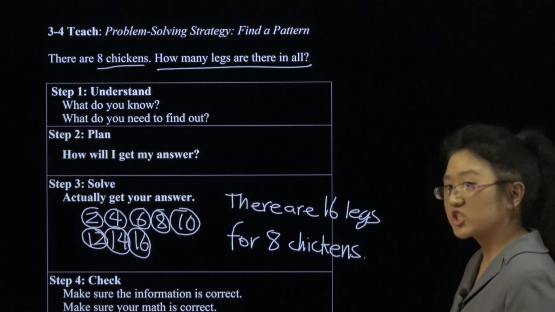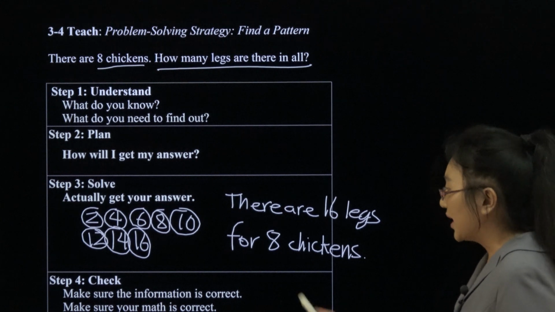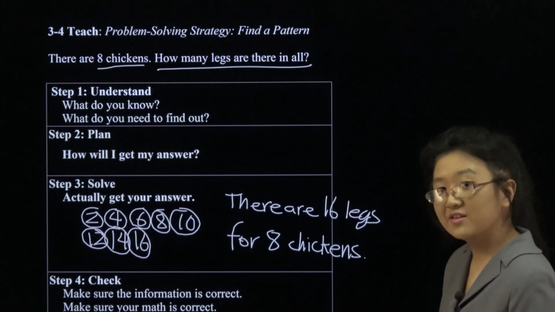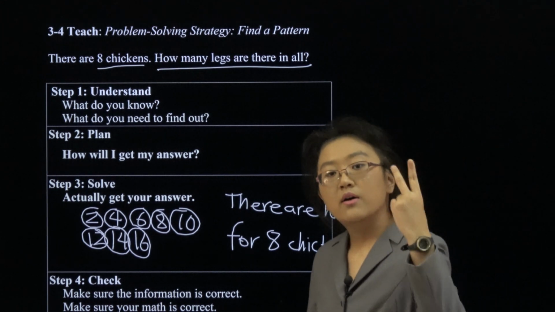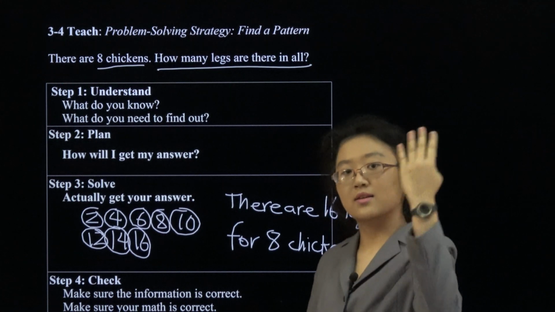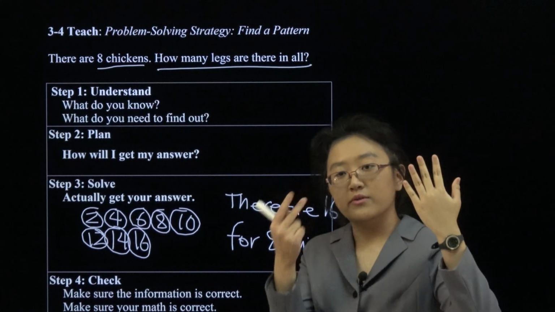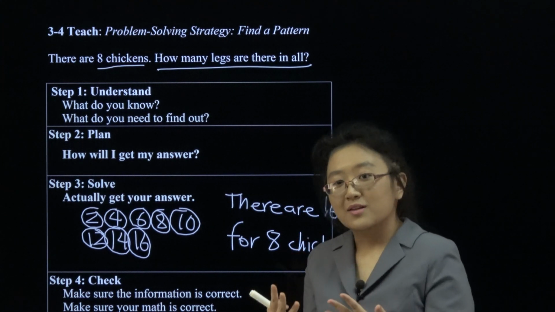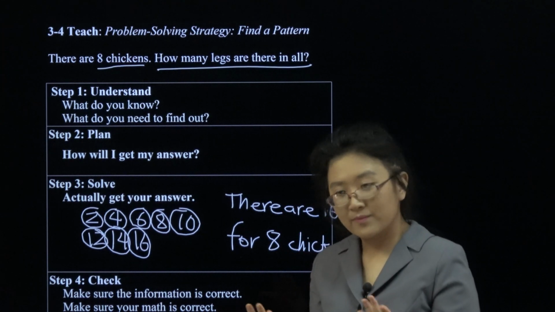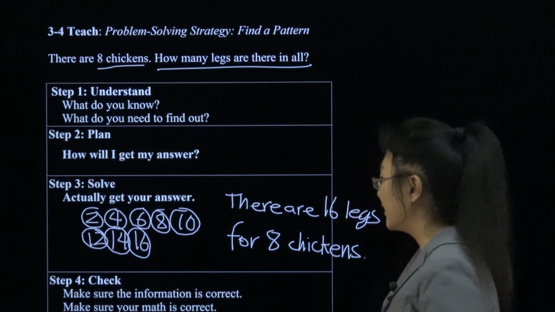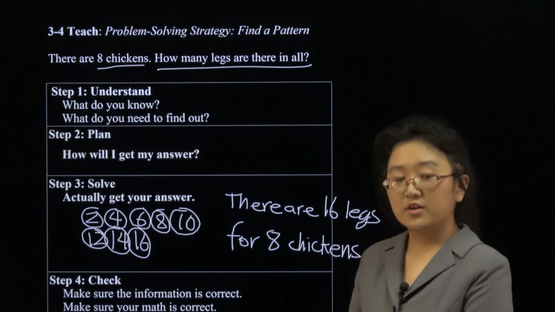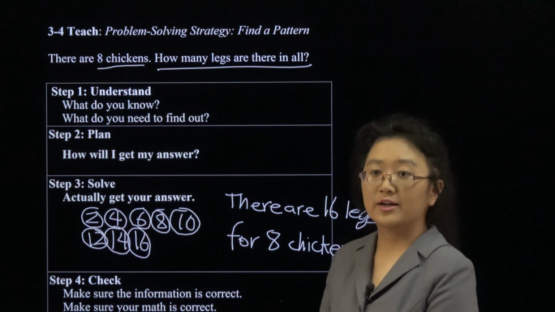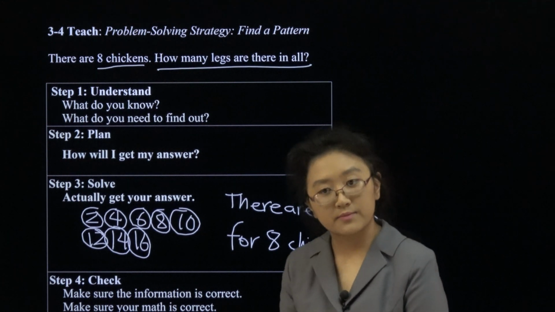So we answered the question and we have 8 chickens. Is our math correct? So 2, 4, 6, 8, 10, 12, 14, 16. That's 8 times that we've counted by 2. So there's 16 legs. Our math is correct and our information is correct. So our answer should be correct.